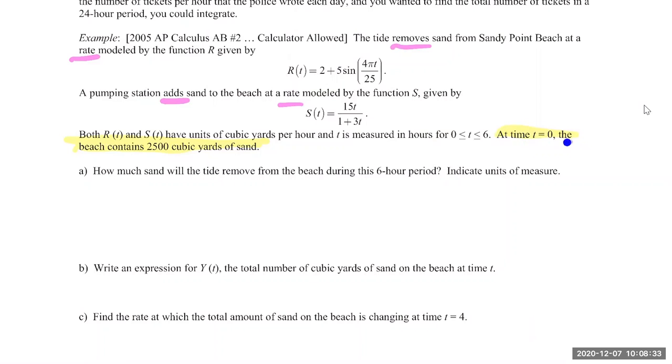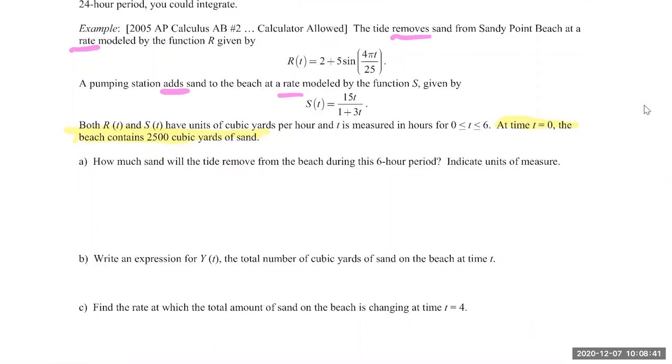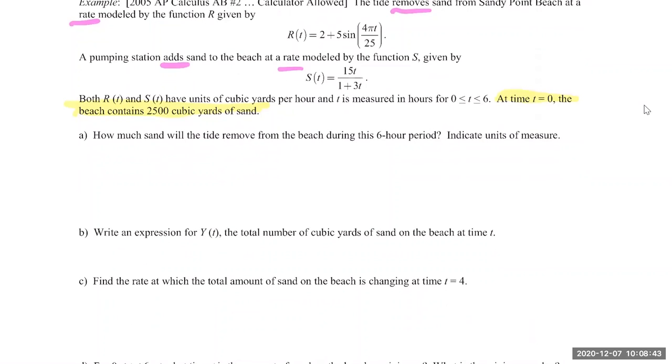Okay, so at time t equals 0, the beach contains 2,500 cubic yards of sand. Pay attention to units of measure because they will also always ask you to indicate units of measure for most of your problems, which could be worth a point for the full free response or a point within that part of the free response. So how much sand will the tide remove from the beach during the 6-hour period?